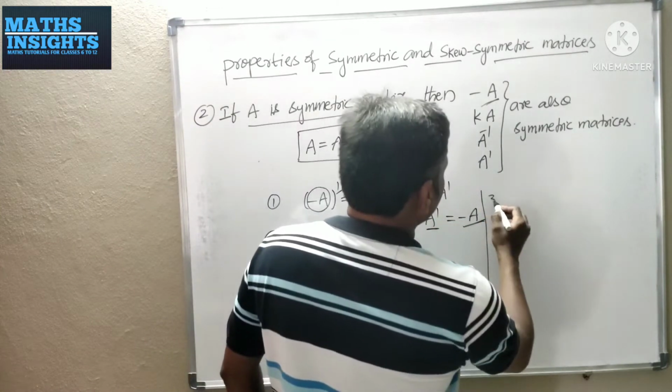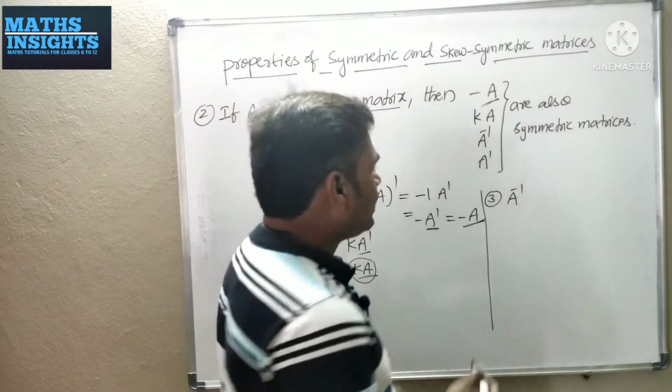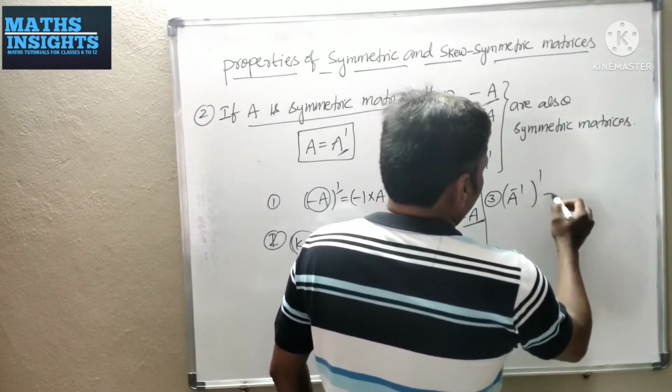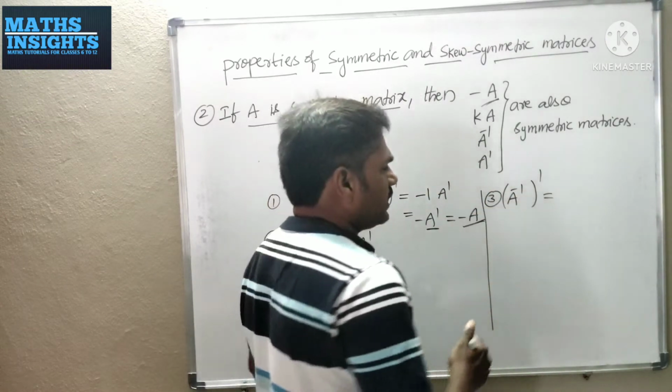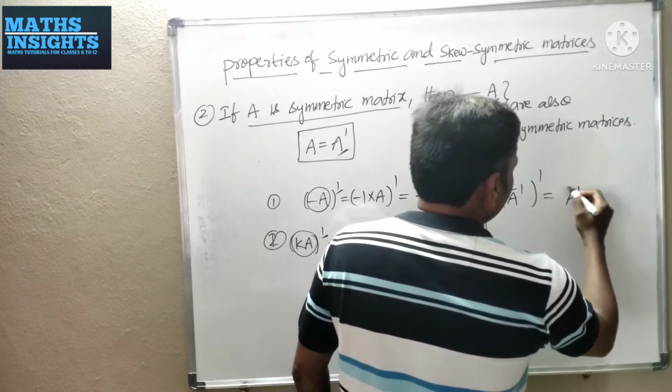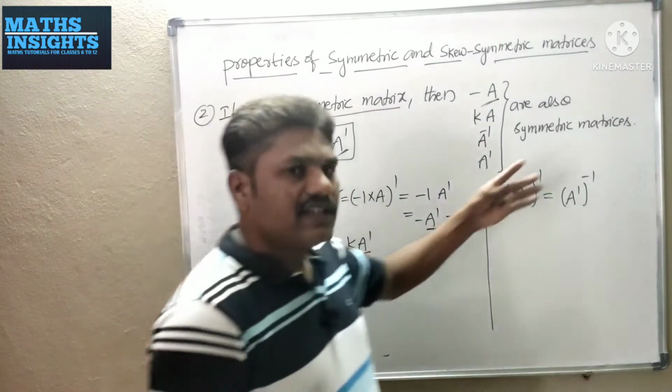Third is A inverse. For A inverse also, I will take the transpose. You can interchange the transpose and the inverse. That means A dash whole inverse is A dash inverse.